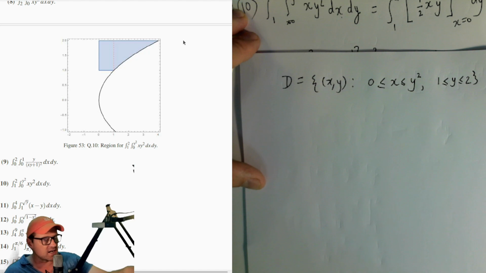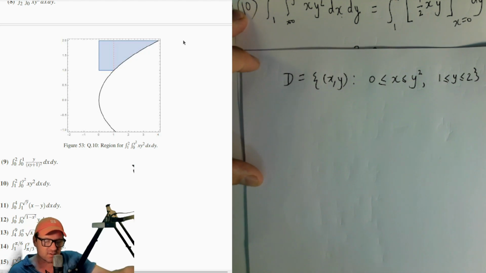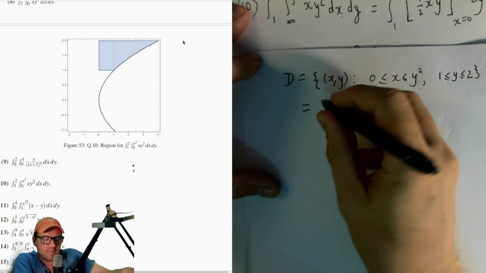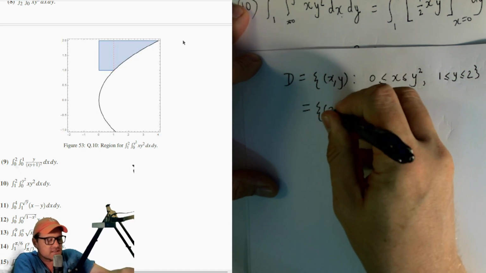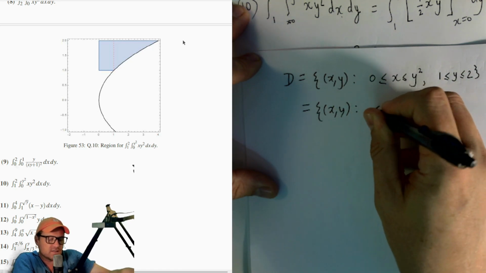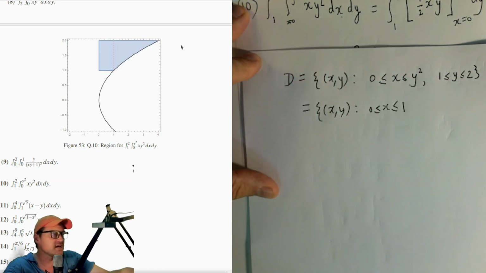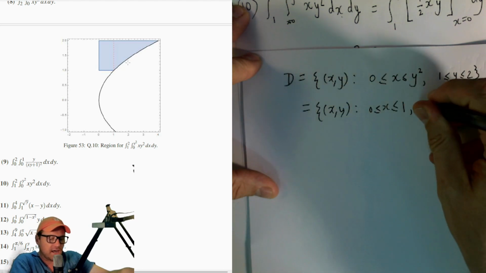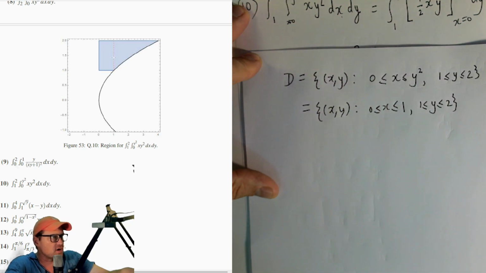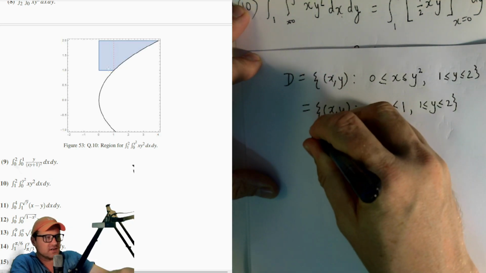So if we change the order of integration, then we need to describe this differently, and that's what that pink dotted line is about there. So in the alternative representation, we can describe this as the set of all points x, y, such that x is between 0 and 1. Okay, so from 0 up to the dotted line, and y is between 1 and 2. Now this just describes this rectangle here on the left, and so we need a union of another set.